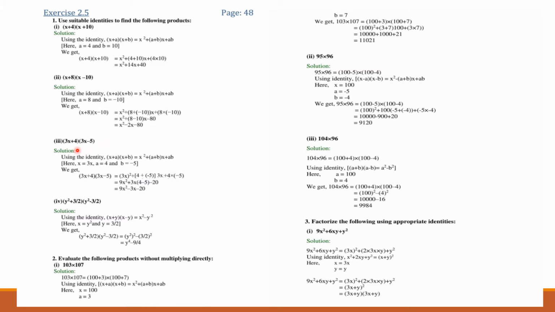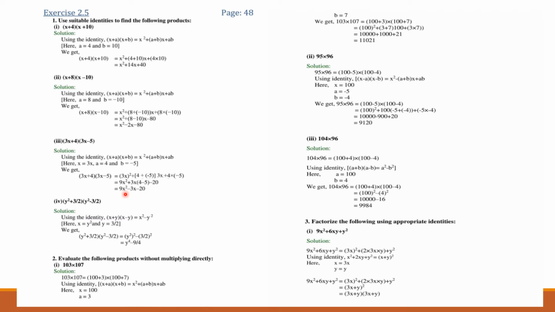See the third part. The third part is again x plus a, x plus b, but here what is the value of x? The value of x is 3x. Instead of x, we put 3x, instead of a, 4, and instead of b, minus 5. Once we have put the values, we can find our answer. So all three questions use the identity x plus a and x plus b.